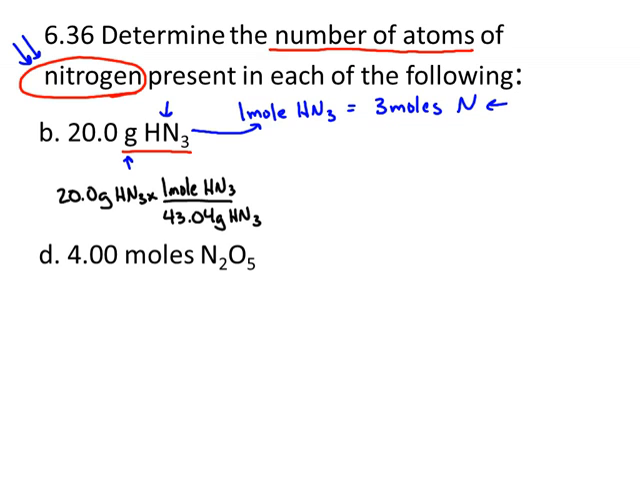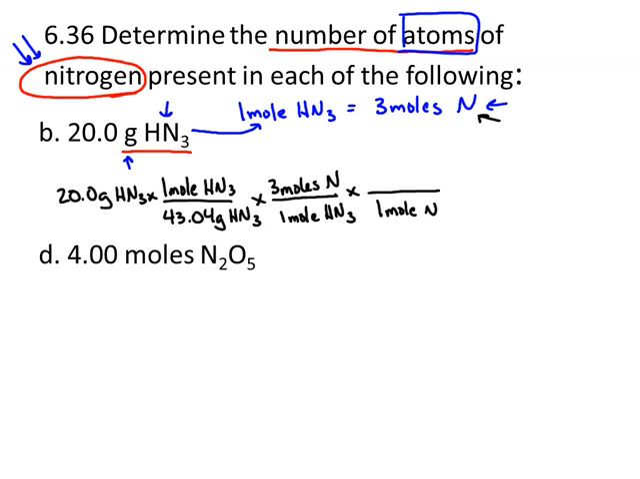All right, that's looking good, but I need to go to nitrogen. So now I'm ready to use my relationship that I have up here. For every 1 mole of HN3, I have 3 moles of N. That's great. Now I'm in nitrogen. What type of unit do I need while I'm in nitrogen? Well, I need atoms. So I've got to go from moles of nitrogen to atoms of nitrogen. 1 mole of N. The only thing that we can use to get to atoms is Avogadro's number, 6.022 times 10 to the 23rd atoms N.